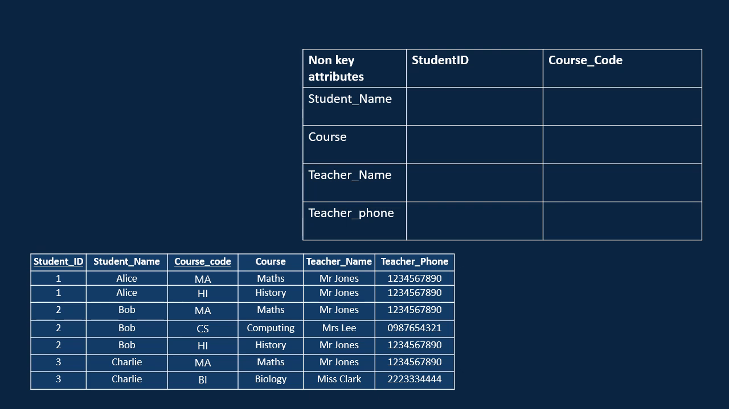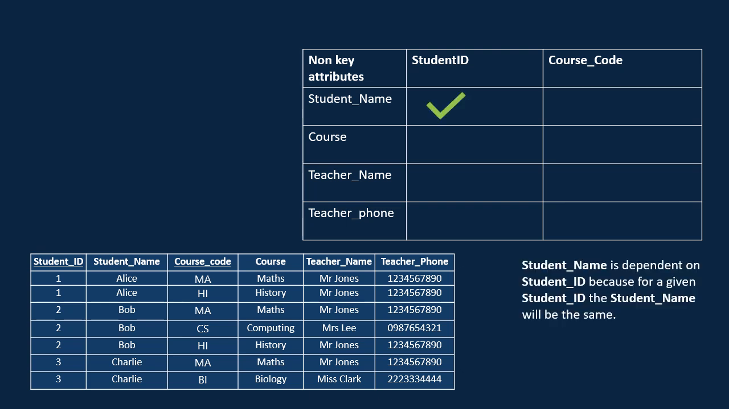And then for each of the rows I've got the non-key attributes: student name, course, teacher name and teacher phone. So we're going to go through each of these non-key attributes and determine whether they are dependent on each of these primary key attributes, whether dependent on student ID or course code.